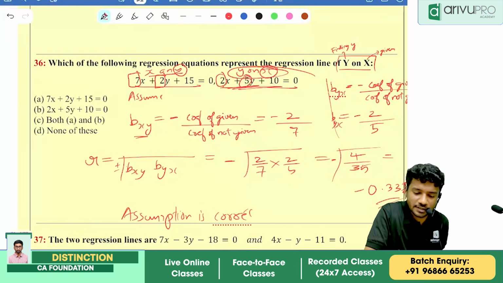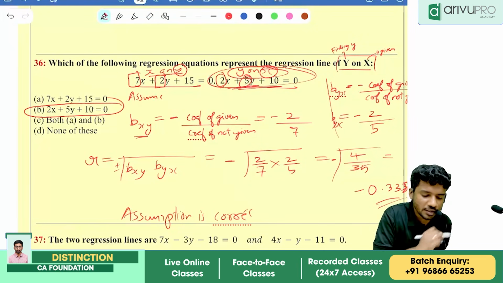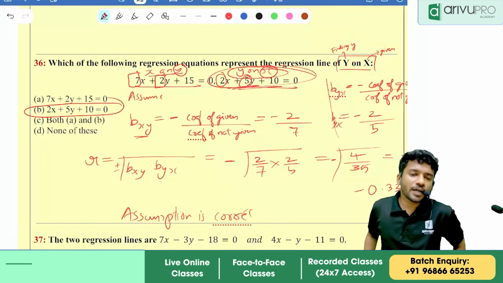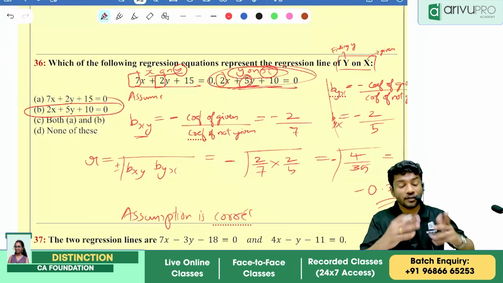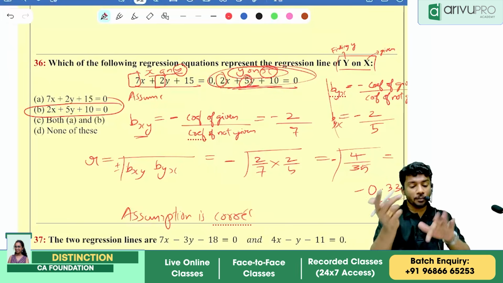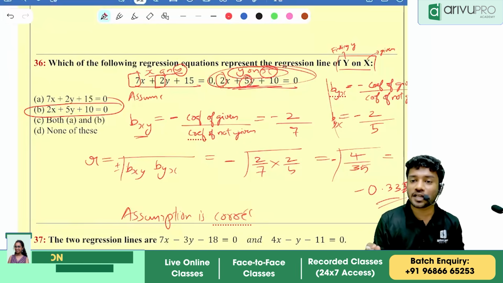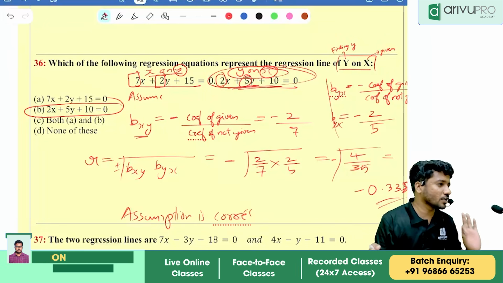Y on x is the second equation. So which option is the answer? 2x plus 5y plus 10 is equal to 0 is our answer. Now what if our assumption was wrong? We will say the opposite was the answer. First equation was the answer. That's all. I hope everyone understood the method.